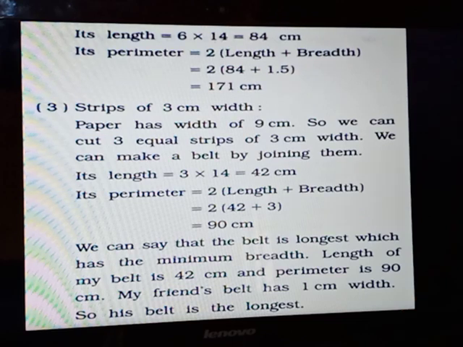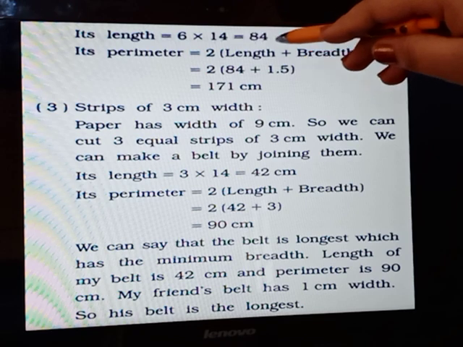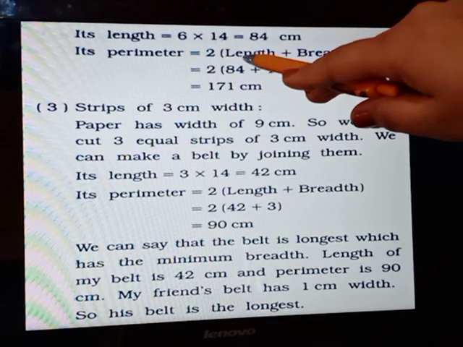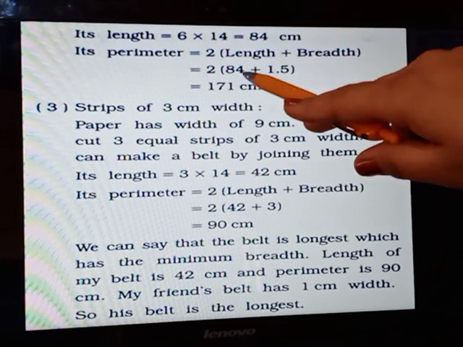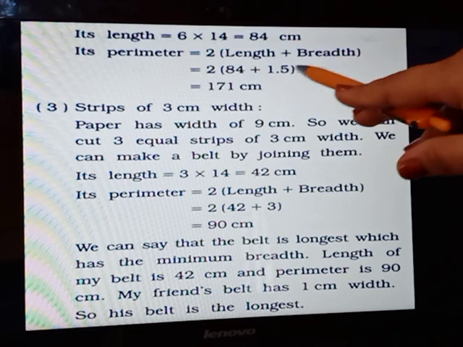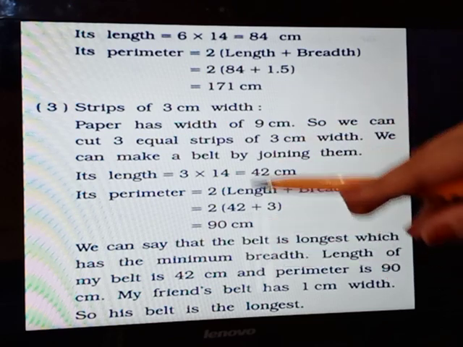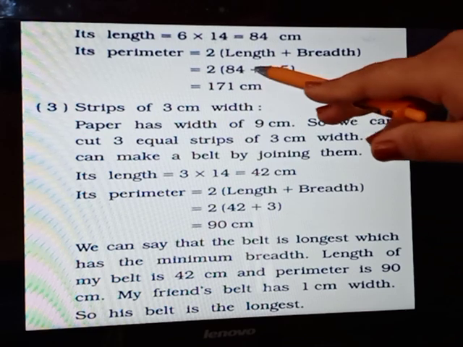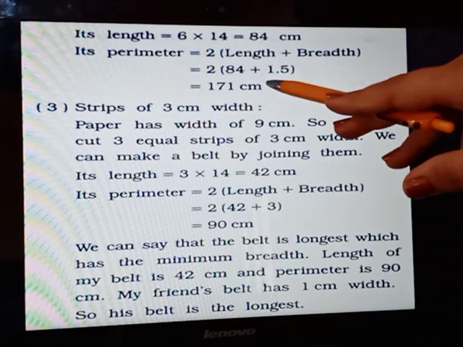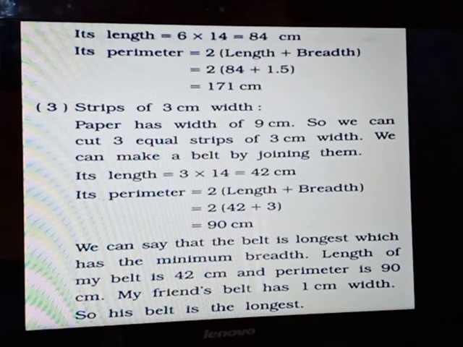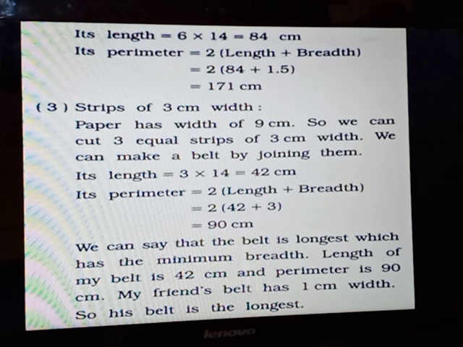The perimeter will be 171. But before finding the perimeter, we have to find our new length, that is 6 multiplied by 14 equals 84 centimeter. So perimeter will be 2 into bracket length plus breadth. Instead of length, you will keep the new length, that is 84 you have already got, and breadth will be 1.5. The addition of this will be 85.5, because 84 plus 1.5 is 85.5, and this 85.5 will be multiplied with 2, and you will get your answer 171 centimeter.